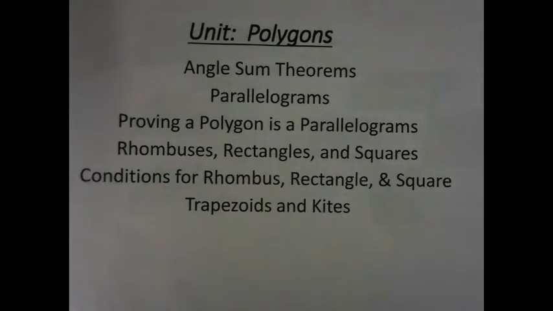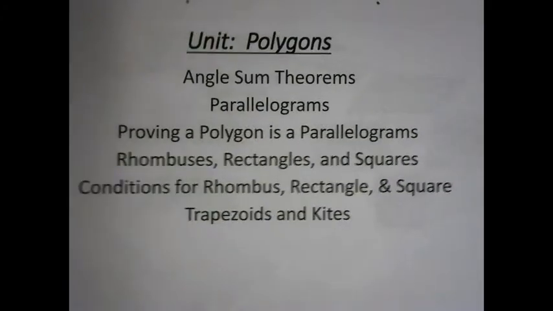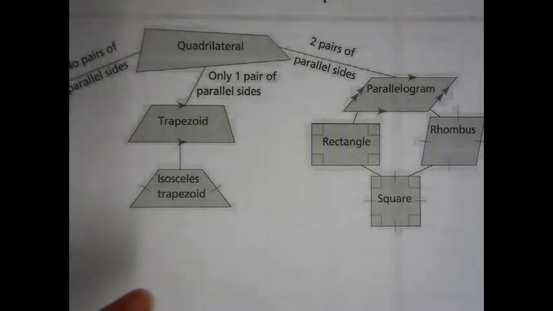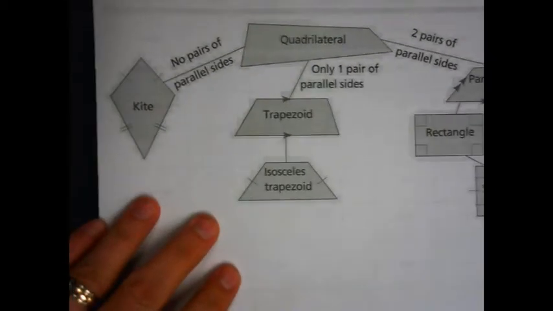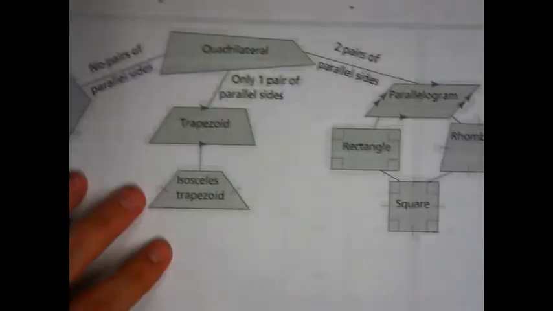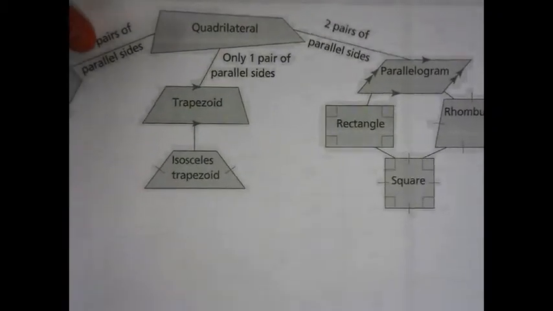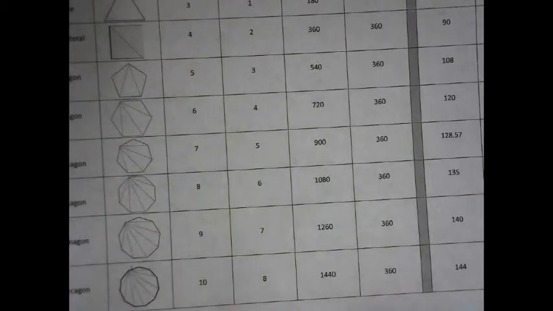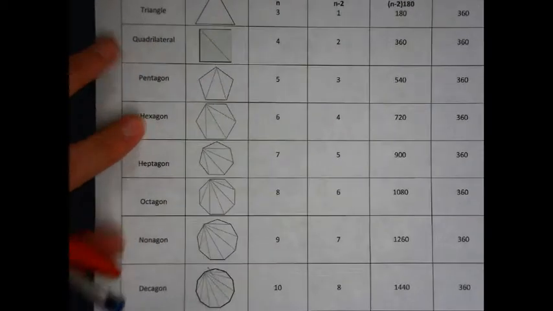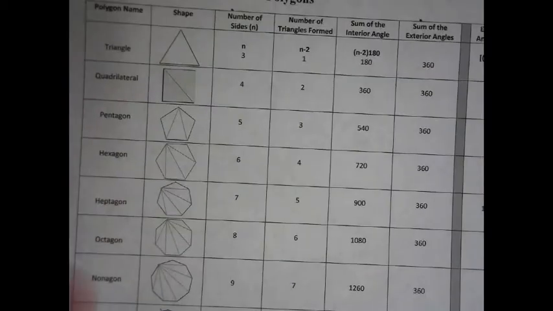Before we talk about what we're covering today, just a reminder of what we're going to be getting through in the entire unit. We will start talking about quadrilaterals in general. What we've covered so far is the angle sum theorems with different polygons. So we talked about that, and we're going to get into parallelograms.